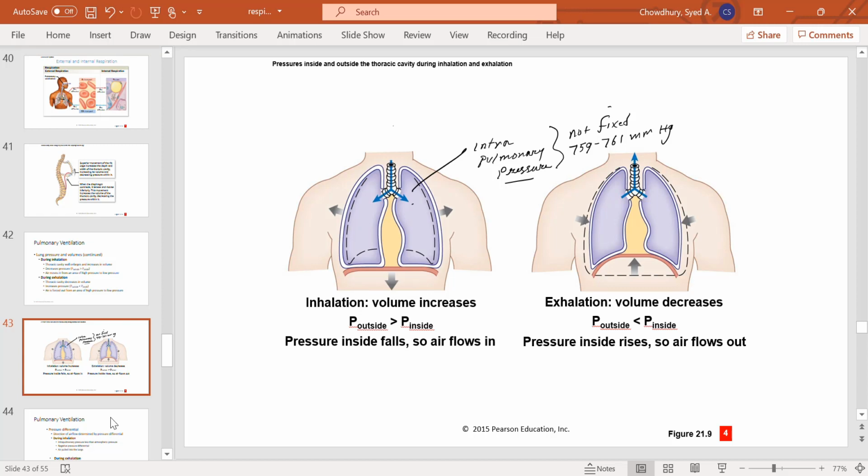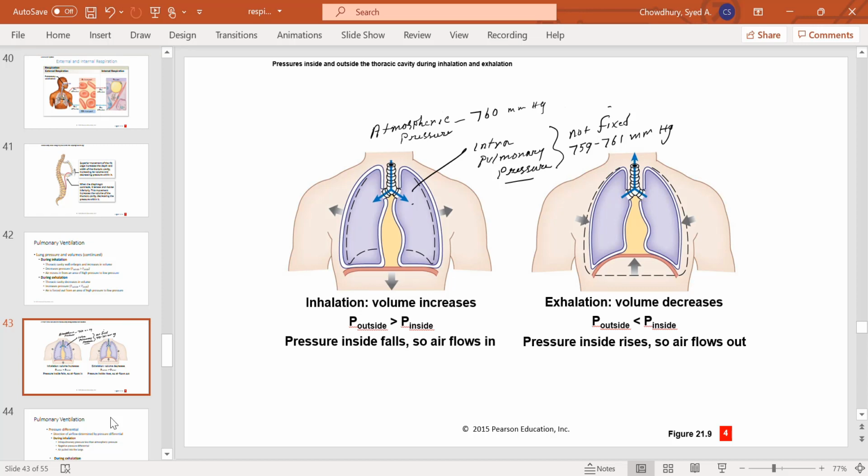Okay, and outside of your lung you have the pressure in the atmosphere outside of the body that is fixed, that is called atmospheric pressure, which is always fixed, right? At the sea level, it is 760 millimeter of mercury.